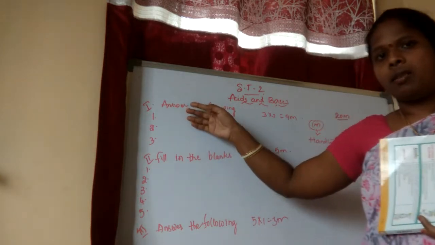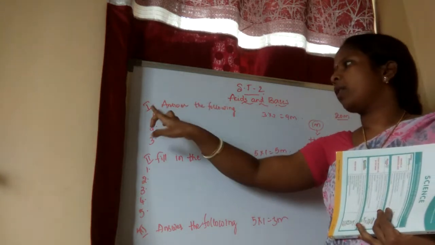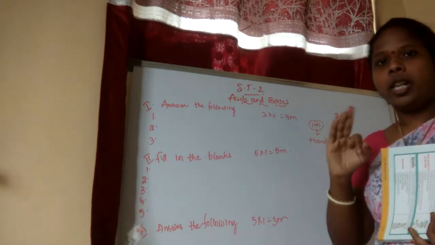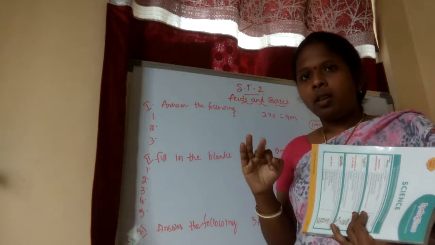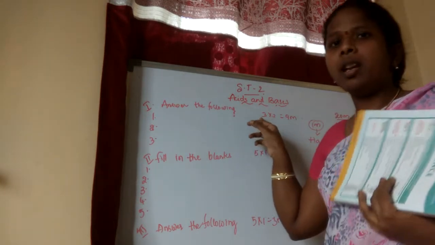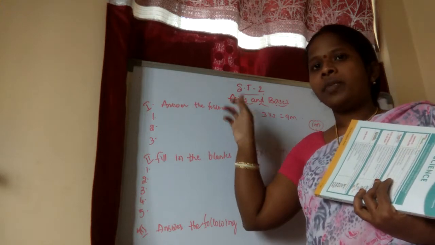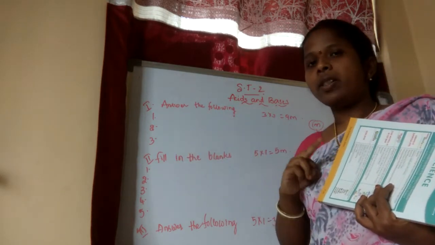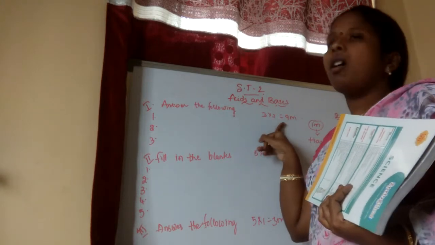In the same way you wrote the first science lesson. In the first Roman, answer the following. Answer the following means I will give 3 questions and answers. One question carries 3 marks. It is like a short answer question. So 3 questions, 3 marks each, so 3 threes are 9.